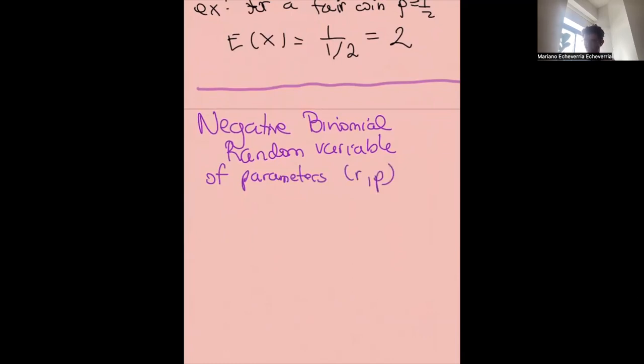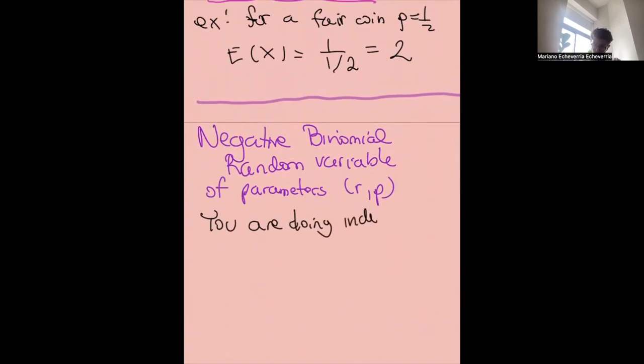Or P. So it is similar to the one that we just did. You're doing independent Bernoulli experiments, and you will continue until you get r successes.